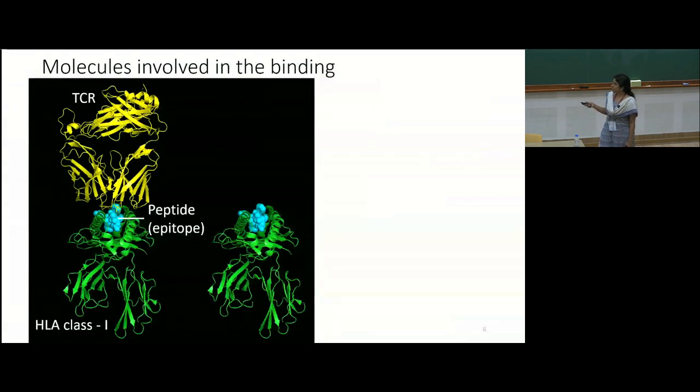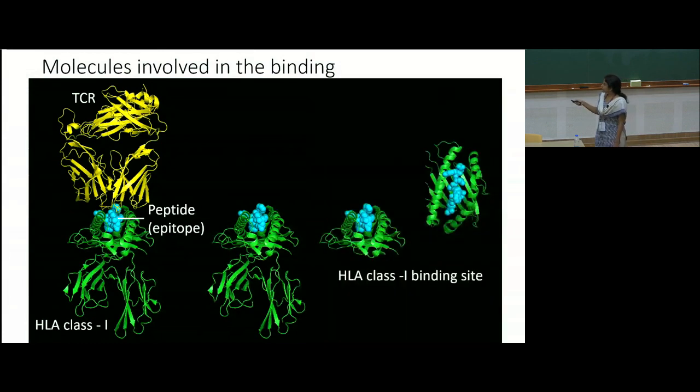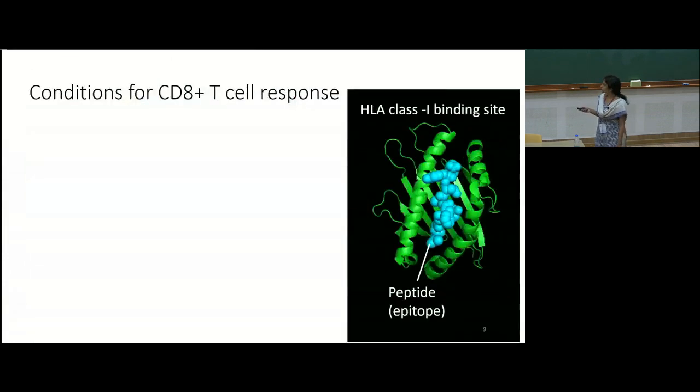The molecules involved in this binding are the T cell receptor from the CD8 plus T cell side, the HLA class 1 from the side of the infected cell, and the peptide from the virus, which is also called epitope, shown here in blue. Here we see just the binding surface, just the binding site of the HLA class 1 and the peptide from the virus. This is the molecule that we will be focusing on in the rest of this talk.